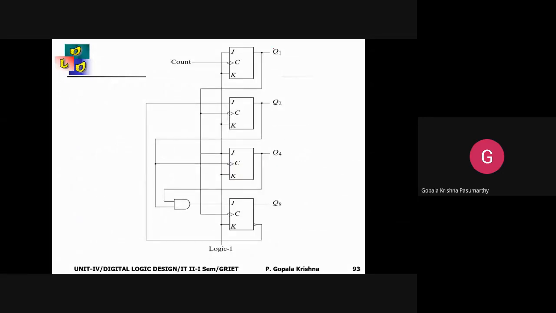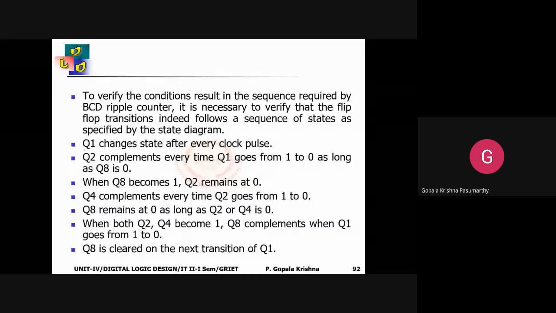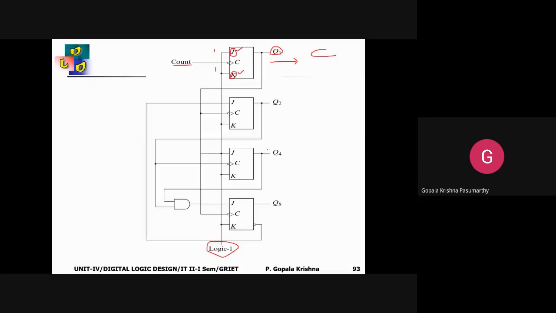See, this is my Q1 flip-flop. This Q1 is a flip-flop of what type? JK. Both J and K are connected to logic 1. Means when J is 1, K is 1, this flip-flop is ready to be complemented. Because we know when in a JK flip-flop, J is 1, K is 1, and clock is active, this flip-flop will be complemented. As and when you press count, since J is 1, K is 1, Q1 keeps complementing. That's what we wrote: Q1 changes state after every clock pulse.